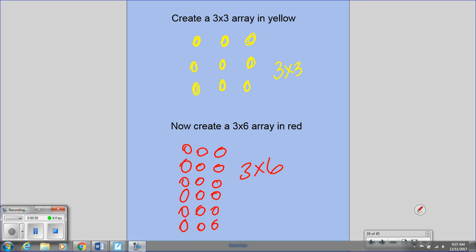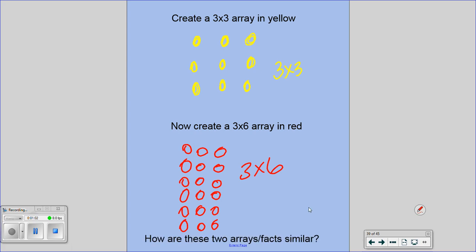Just looking at the 2 arrays, how are these 2 similar? We have 3 by 3 at top and a 3 by 6 below. How are these 2 arrays similar? If you want to use some compare words that we talked about, that would be great. Ella?